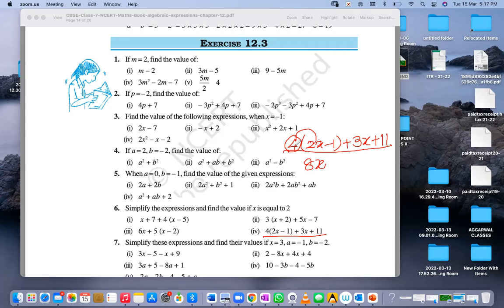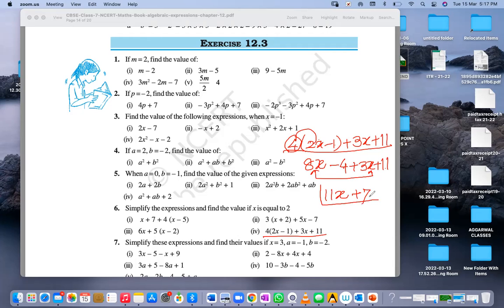And if you multiply 4 to minus 1, what are you getting? Minus 4. 4 into negative 1 is minus 4. And then write the next term as it is. There is no bracket ahead. In the next step I told you to look for like terms. What are the like terms here? 8x and 3x are like terms. 8x and 3x, how much is the result? 11x. And 11 minus 4 is 7.